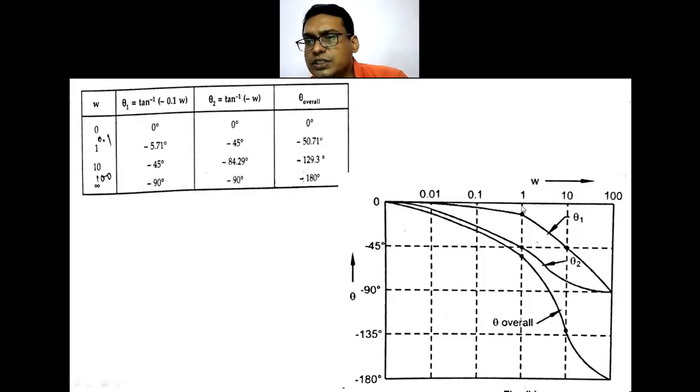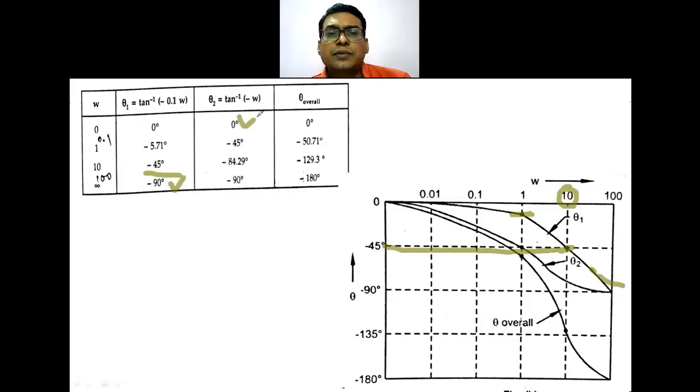So this is the value of minus 0.571. And then when omega comes as 10, the phase angle value is minus 45. So this is the phase angle value of minus 45. And omega tends towards infinity, so you will get a nearly infinite value here.